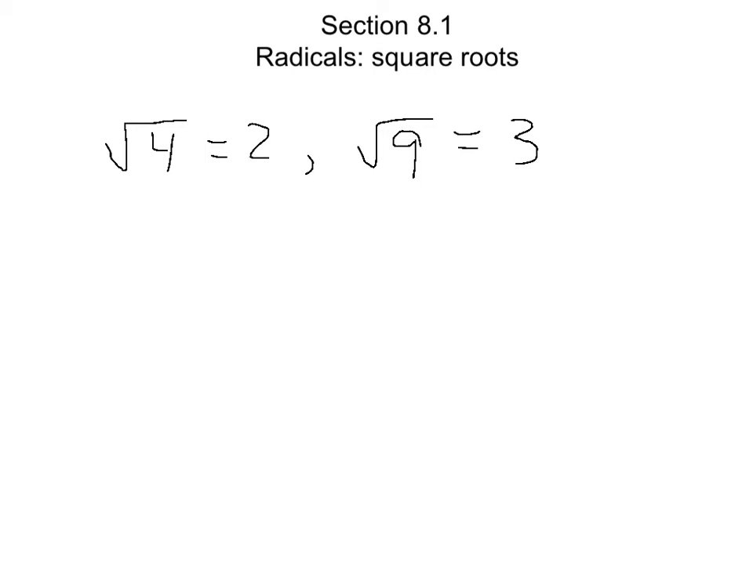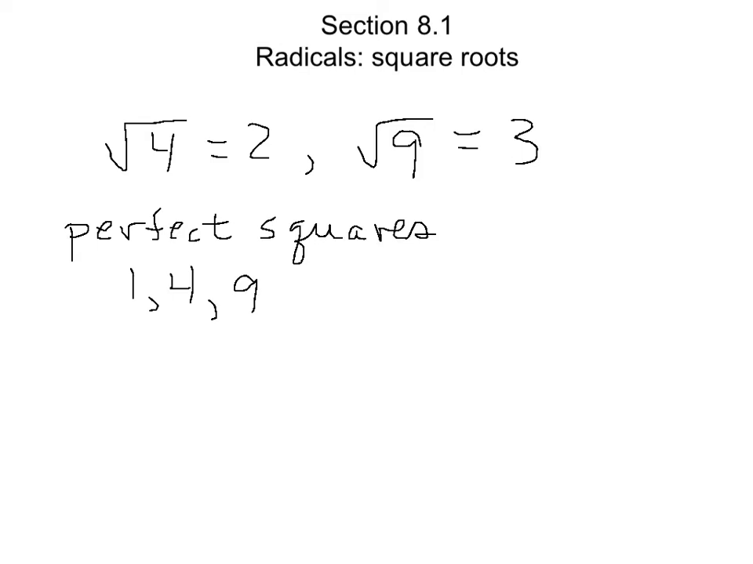And so we begin to say, okay, what are the numbers that you can take the square root of? And those are the numbers that are called the perfect squares. And the perfect squares are 1, 4, 9. In other words, 1 squared, 2 squared, 3 squared, 4 squared, 5 squared, 6 squared, and so on. So those are the numbers that are squares, and so those are the numbers that you can take the square root of and get a nice integer.